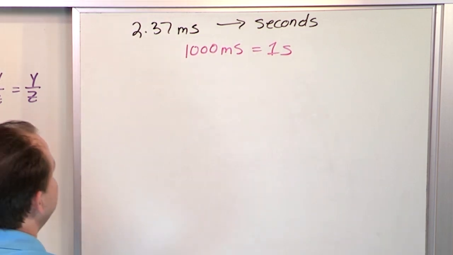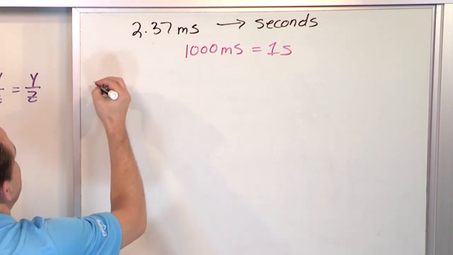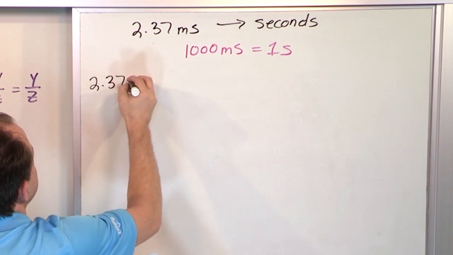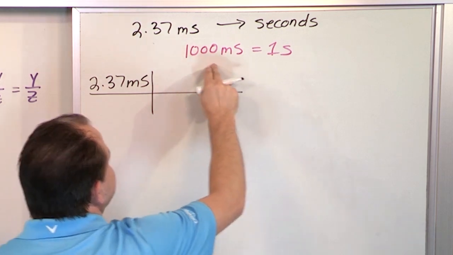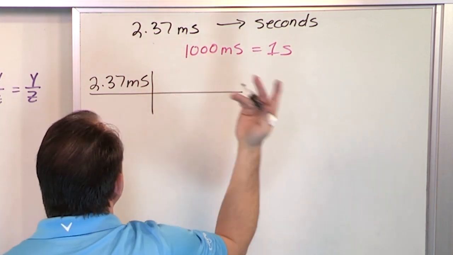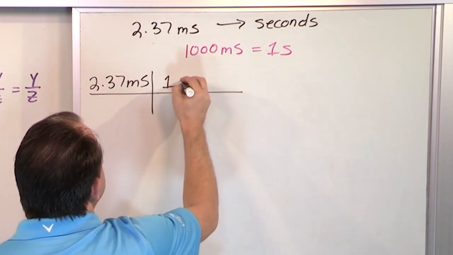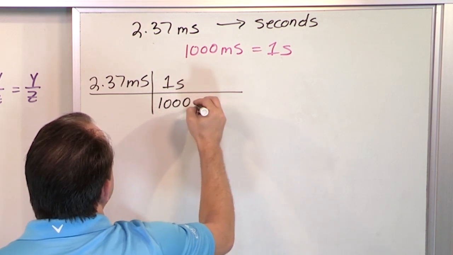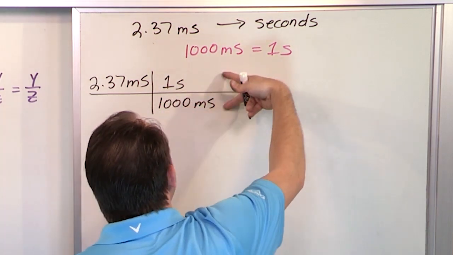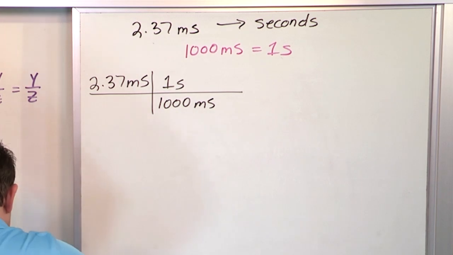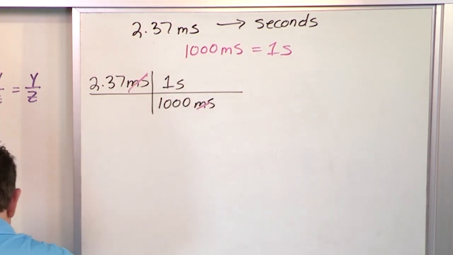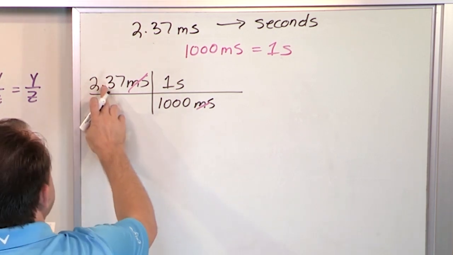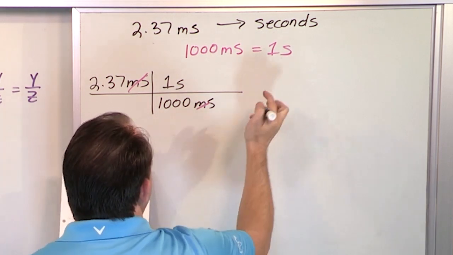But we have to use that fact to do the unit conversion. So you write down what you know, 2.37 milliseconds. Draw a line, draw another line. Then you have to arrange this conversion factor. There's only one way that it can work: 1 second, 1,000 milliseconds. If I flipped it upside down, then nothing would cancel, and I wouldn't be able to do anything. So in this case, milliseconds cancels with milliseconds. And then I take 2.37 times 1, divide by 1,000, and what do you get in your calculator?